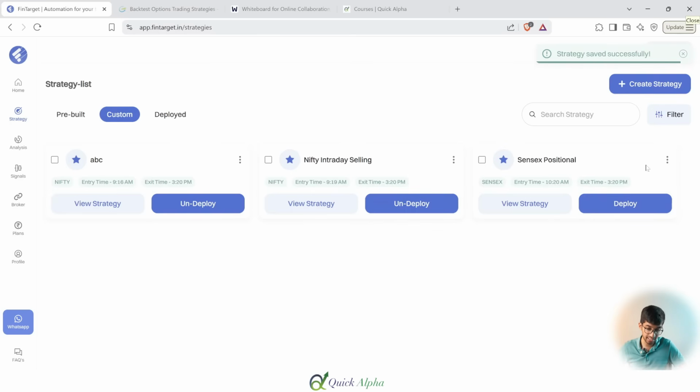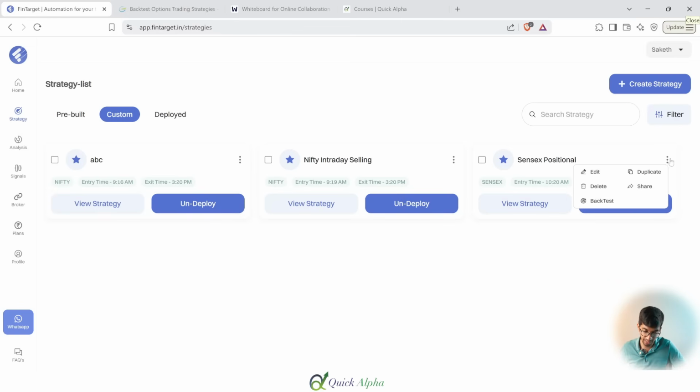Once you have saved this strategy, FinTarget also allows you to backtest the strategy with StockMark. In case you don't have a StockMark account, you don't have to worry. Once you register on FinTarget and purchase any of the plans, automatically you will receive a StockMark account, and your backtesting credits will also get credited into the same account. So you can directly purchase a FinTarget plan and get backtesting credits on StockMark.